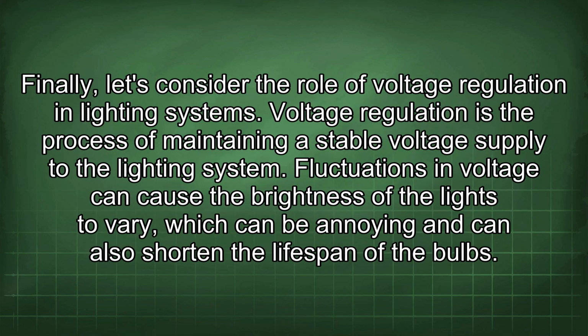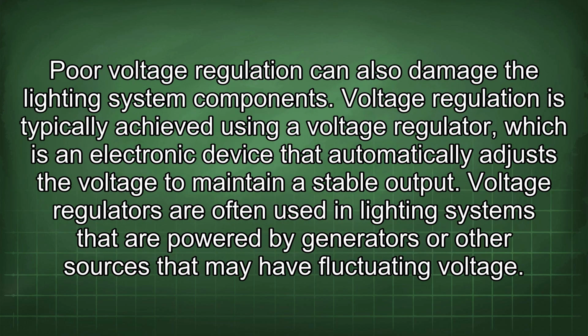Finally, let's consider the role of voltage regulation in lighting systems. Voltage regulation is the process of maintaining a stable voltage supply to the lighting system. Fluctuations in voltage can cause the brightness of the lights to vary, which can be annoying and can also shorten the lifespan of the bulbs. Poor voltage regulation can also damage the lighting system components.